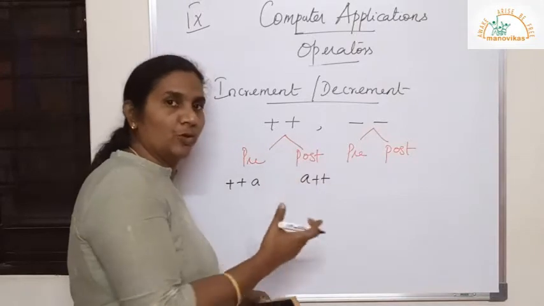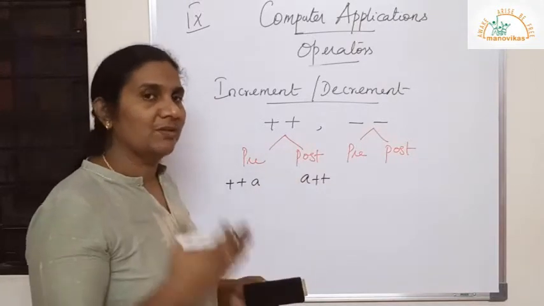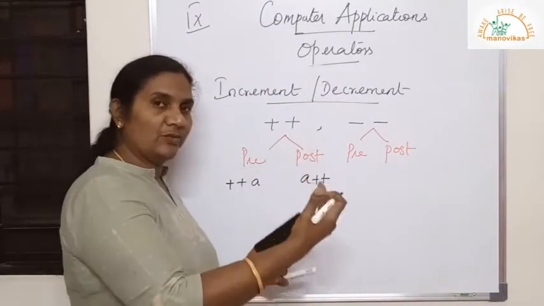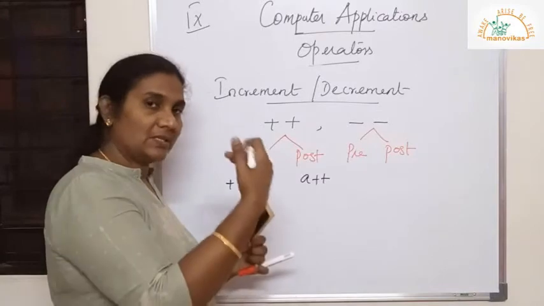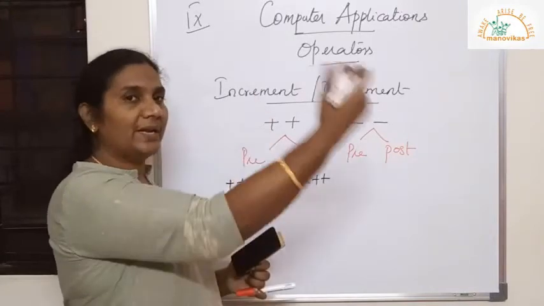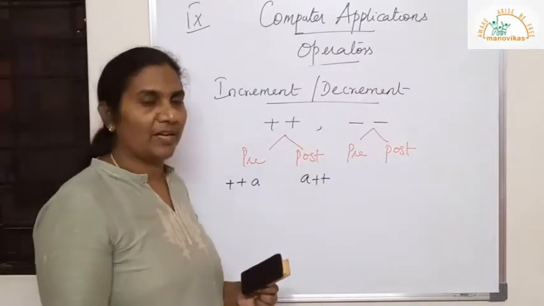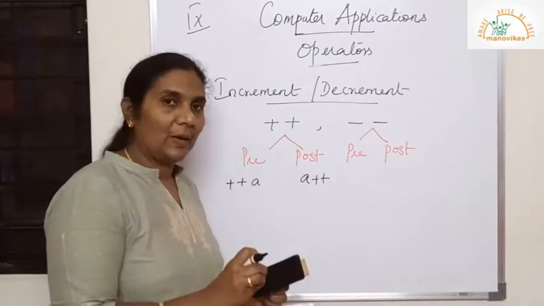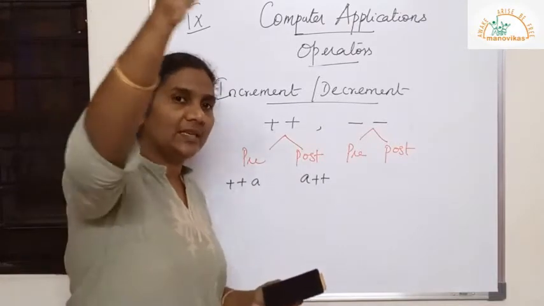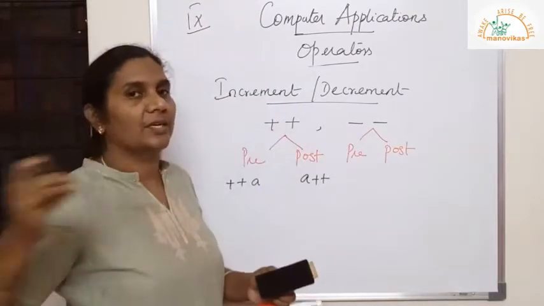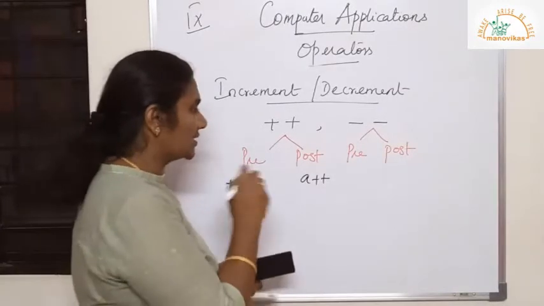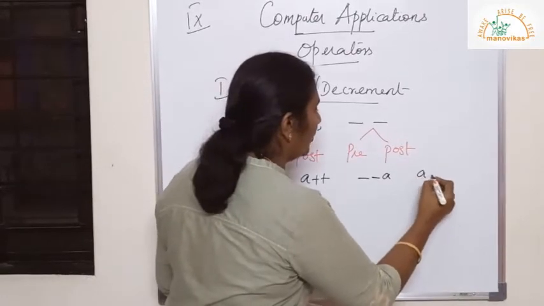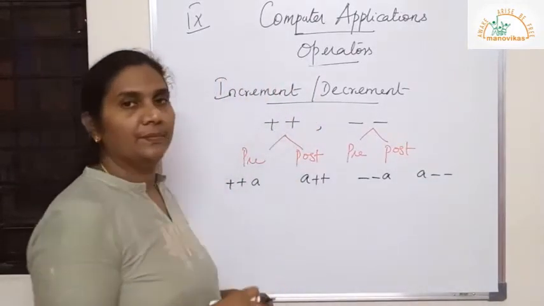What does the post do? Post will do the calculation and then it updates in the memory. So here, first it increases the value, then updates the memory and it processes the remaining part of the statement. And the post will do the calculation, then it increases the value and updates the memory and it continues its process. Same way, pre-decrement and post-decrement. Okay?